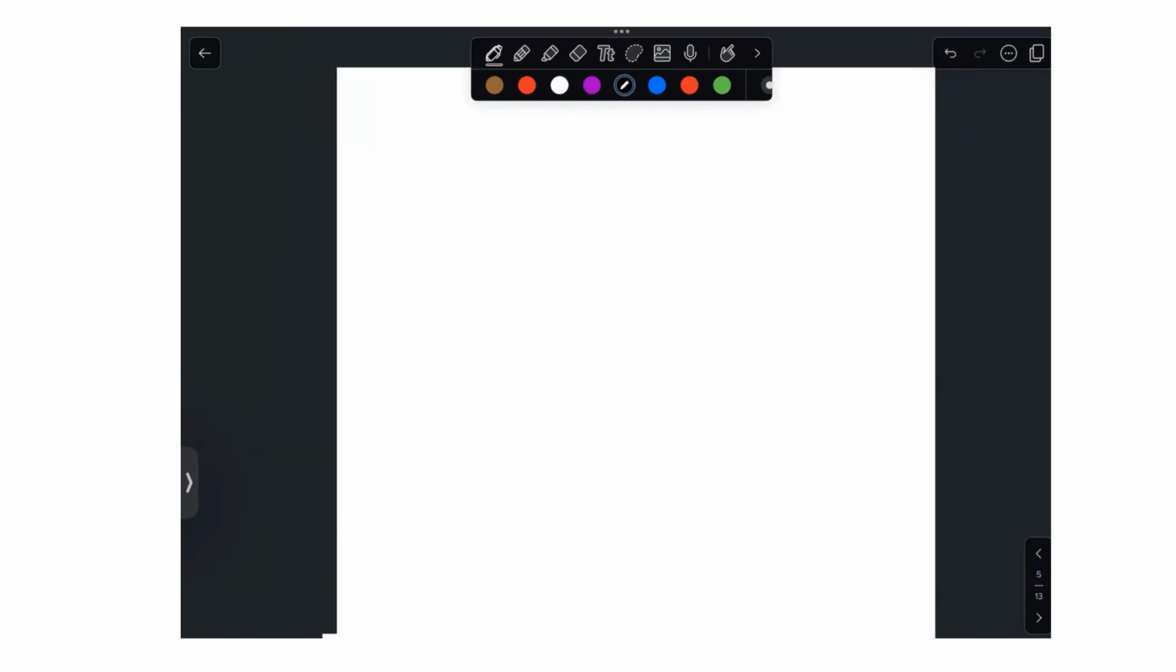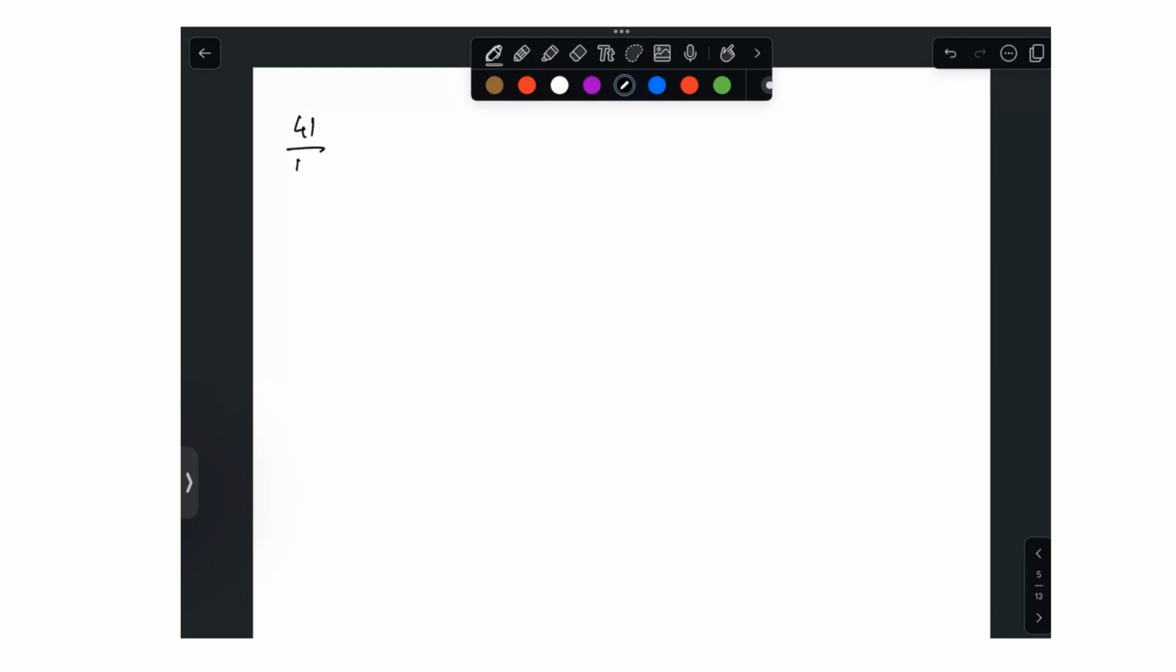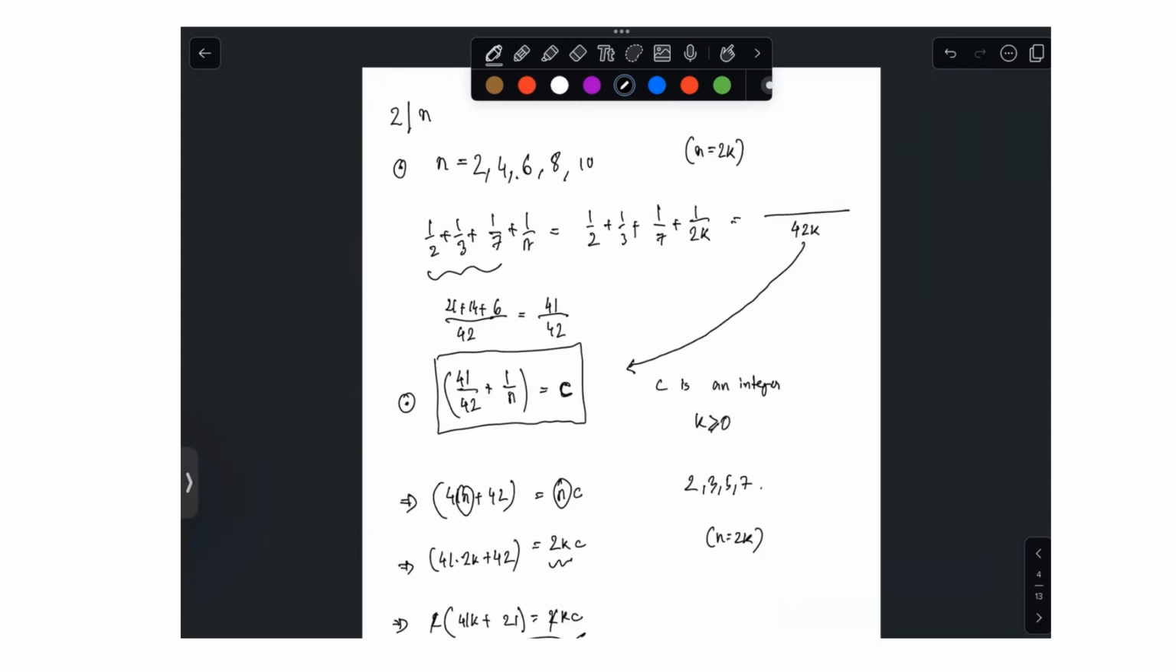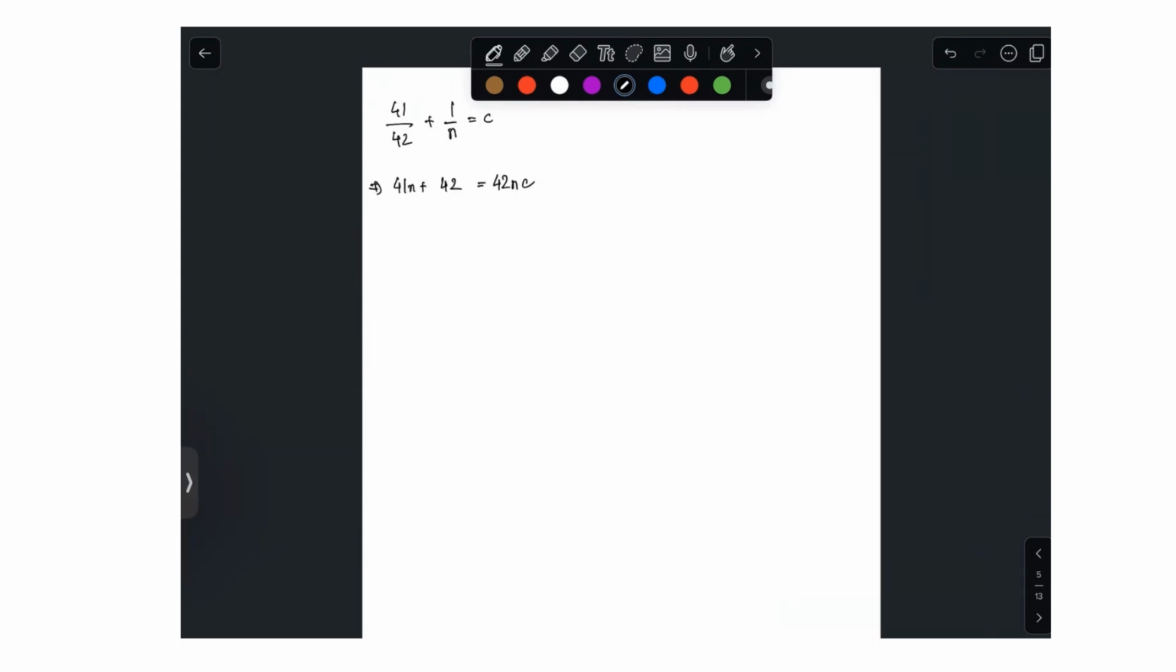So the original equation is 41 by 42 plus 1 by n is a constant, right? Sorry, I wrote it again. 41n plus 42 is equal to 42n. See, that was the whole equation, right? So let's do the same thing. We will cluster the n together, okay? That's great. So what we're inferring from here is that n should be such a number that is a factor of this, okay?